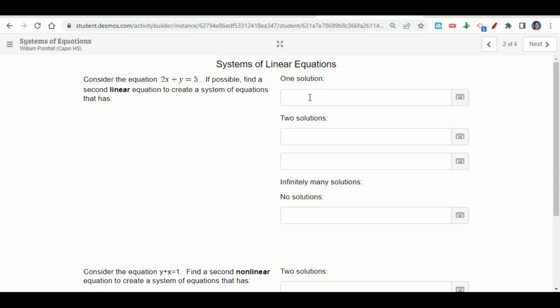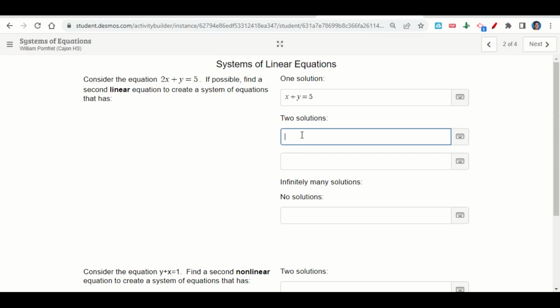So if we want something with one solution, we know that it just can't have the same slope. So as long as it doesn't have the same slope, we should end up with exactly one solution. So let's just change the slope to x. So x plus y equals 5. That should give us exactly one solution.